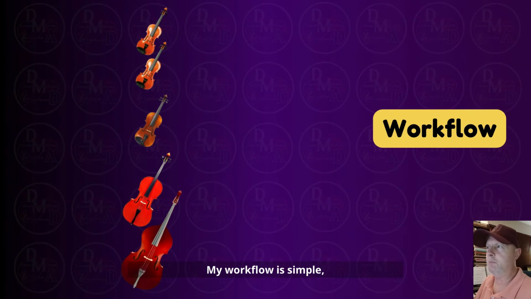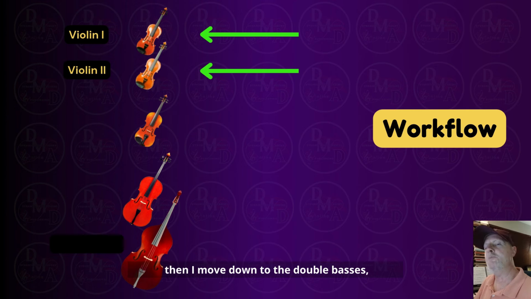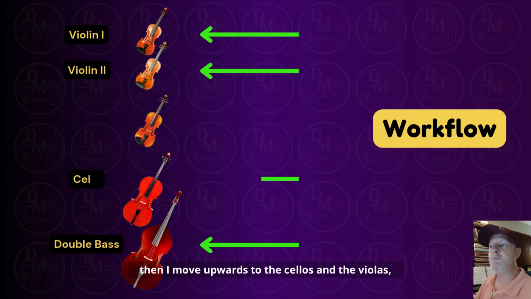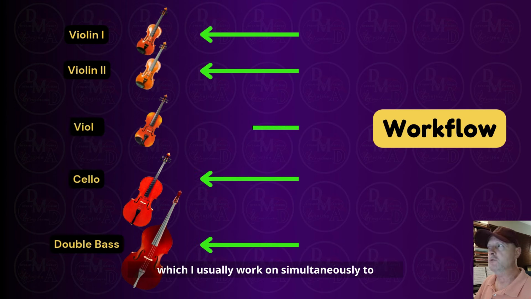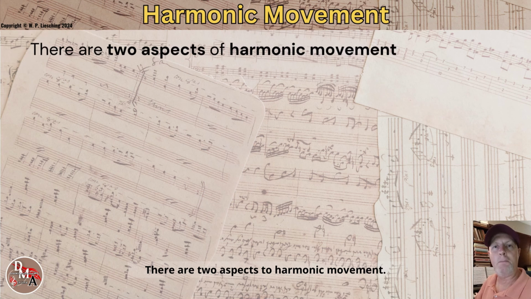My workflow is simple, but it's not set in stone. I start with the first and the second violins, then I move down to the double basses, then I move upwards to the cellos and the violas, which I usually work on simultaneously to construct the chords and the voice leading. There are 2 aspects to harmonic movement.